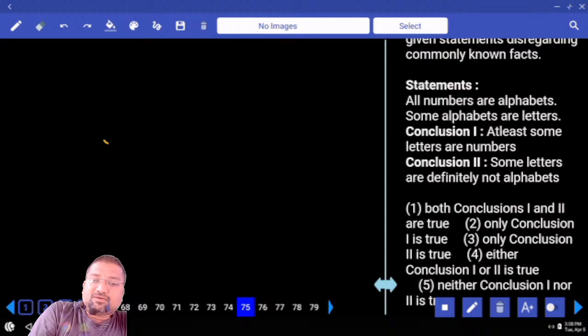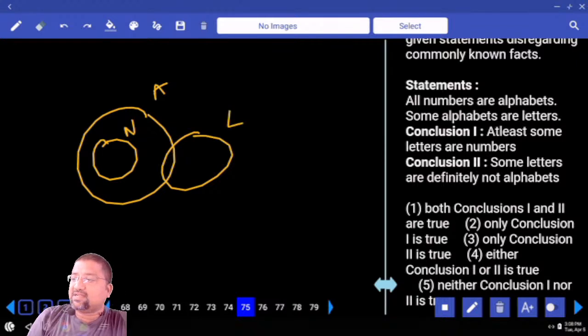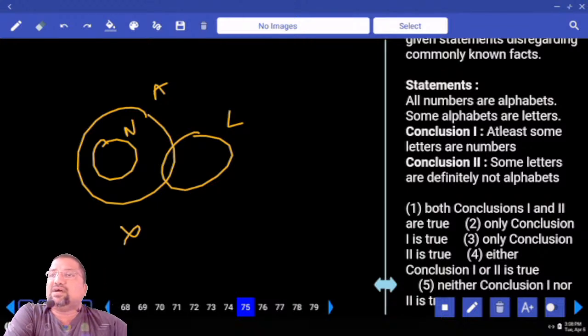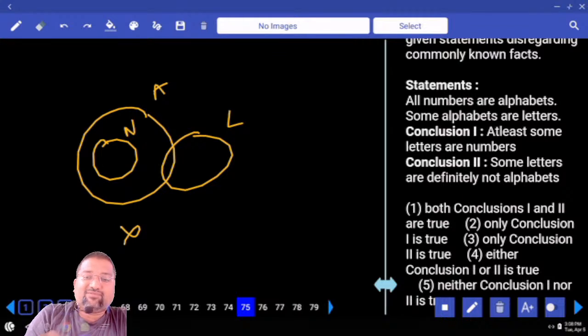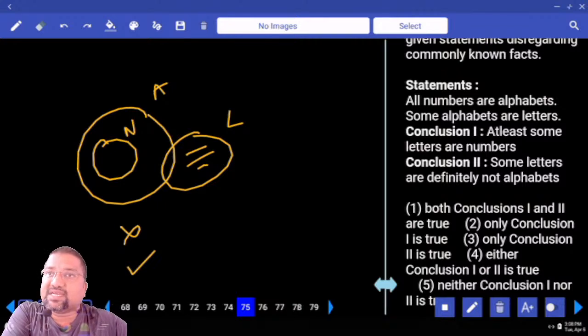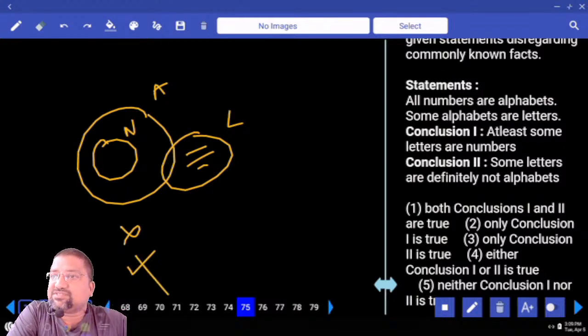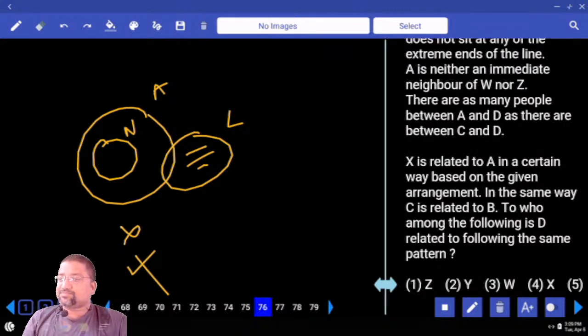75. All numbers are alphabets, some alphabets are letters. First conclusion, some letters are numbers. Is it so? No. Some letters are definitely not alphabets. So what can we say? Some letters are not alphabets. Some letters are not alphabets. This part, isn't it right? Yes. But tell me whether this second conclusion is a positive conclusion or a negative conclusion. Negative. But what about the statements? All the statements are positive or negative? Positive. When all the statements are positive, any negative conclusion that is true will become false. What's your answer? Neither one nor two.